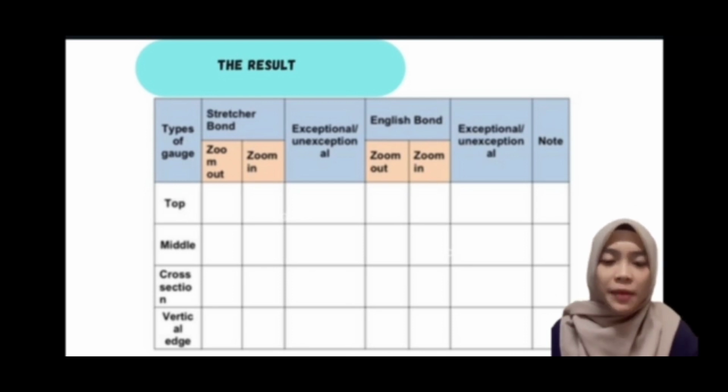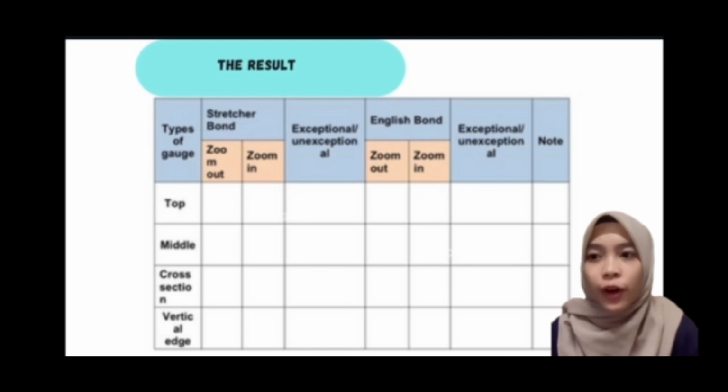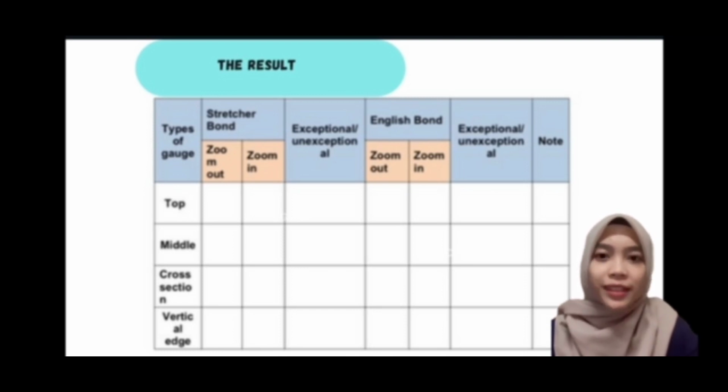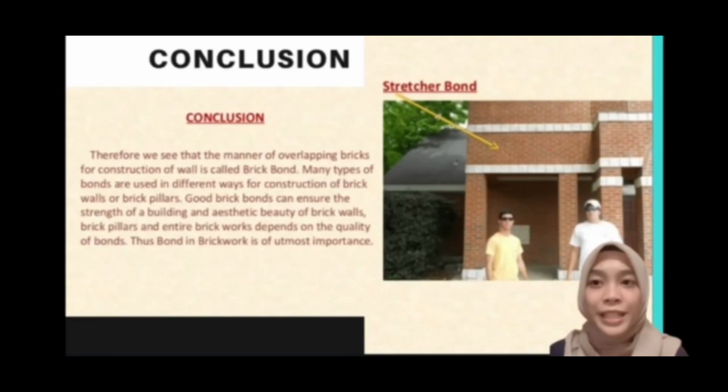The English bond is a pattern formed by laying alternate courses of stretchers and headers. The joints between the stretchers are centered on the header in the course below. This is one of the strongest bonds but requires more facing bricks than other bonds. Therefore, we see that the manner of overlapping bricks for construction of a wall is called brick bond.